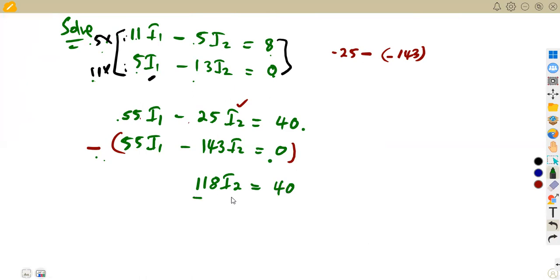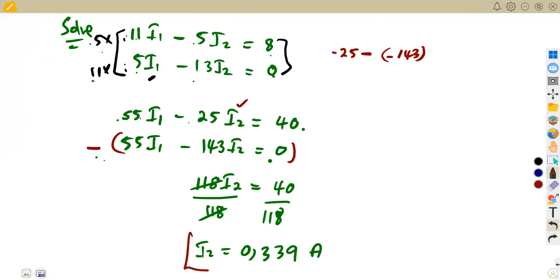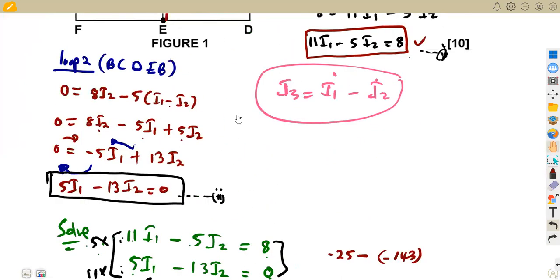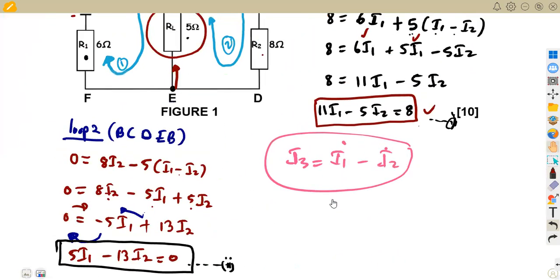that's a 40. So to find I2, we can divide by 118 both sides. So we've got I2 in this case. All right, so that'll be 40 over 118, or as a decimal, is going to be 0.33898, which is simply 0.339 amps, to 3 decimal places. That is going to be the current I2 in this case, but this is not the one that we want, as we are supposed to calculate I3, but we need I2 and also need I1.